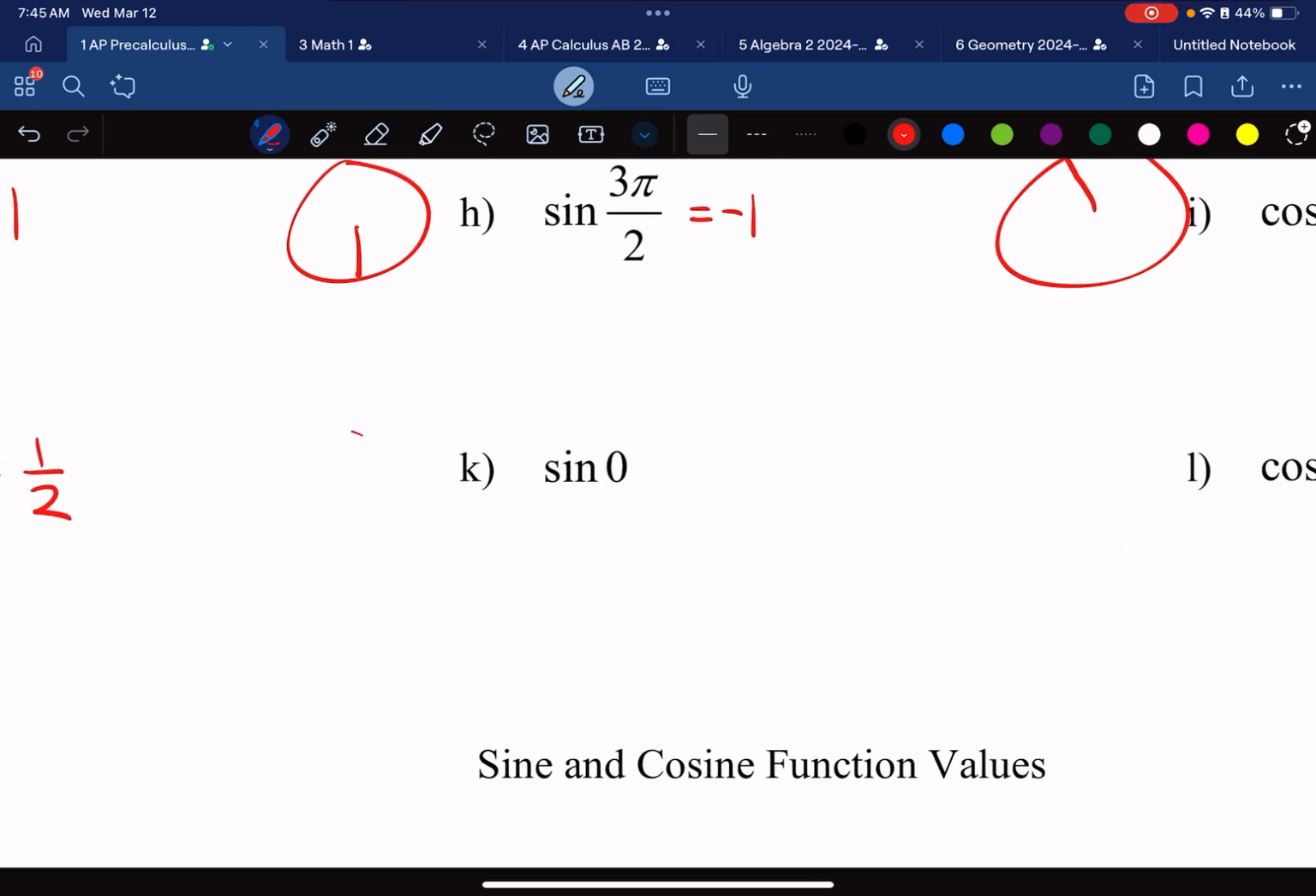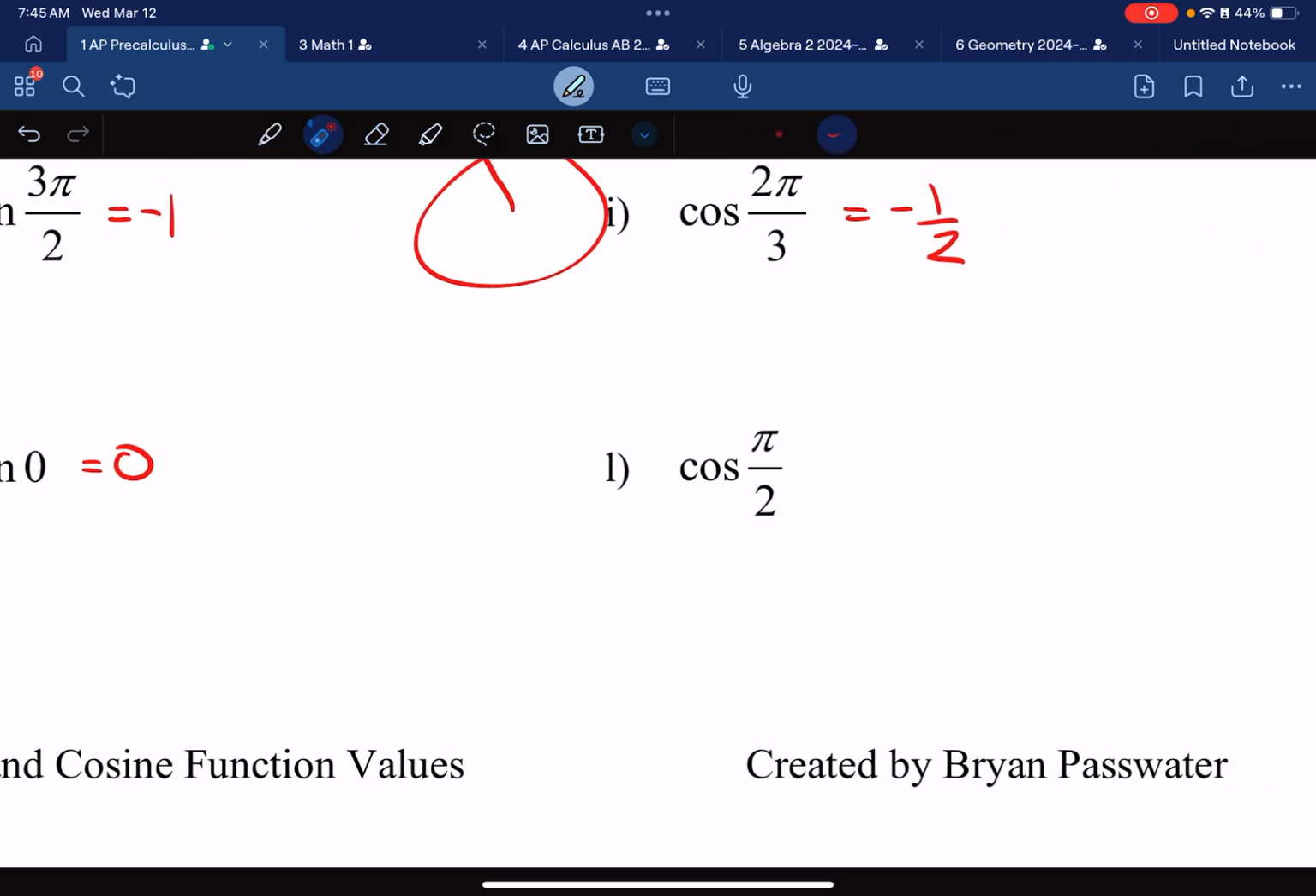And then sine of 0, everyone point to 0. It's that initial angle just out to the right. Sine is talking about the y-coordinate. Well, what is the y-coordinate of not moving up nor down? It is just 0.